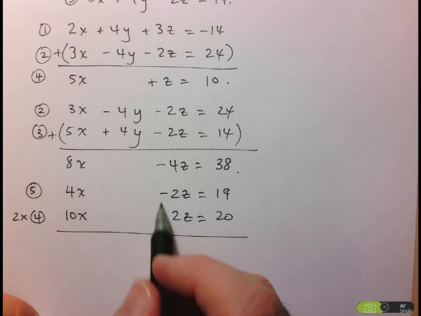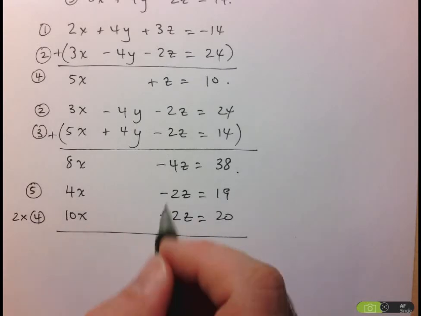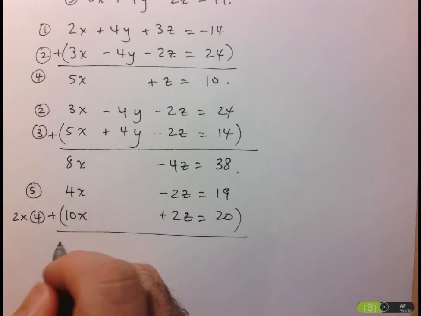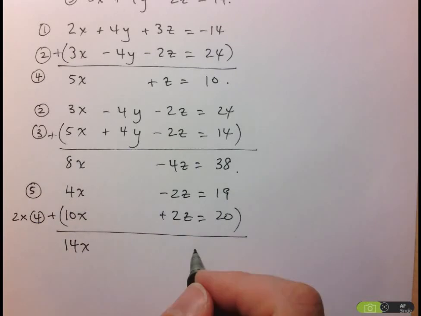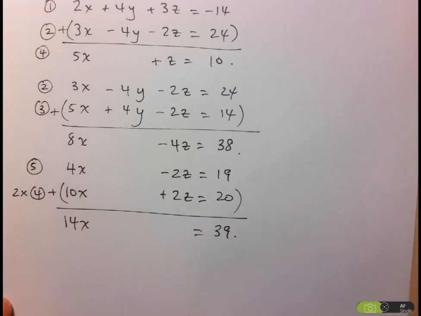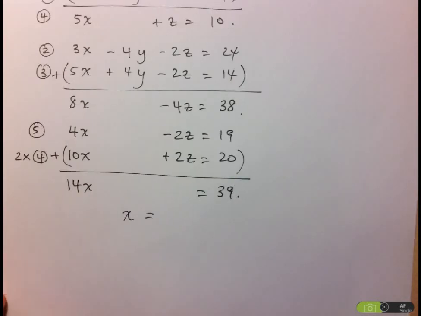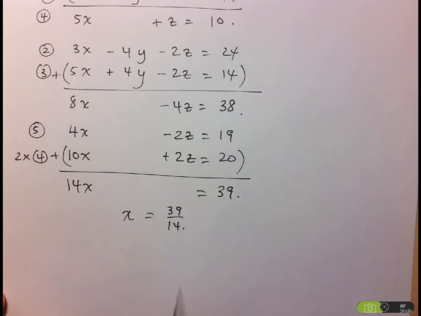Same sign, opposite sign, so I'm going to add the 2 equations. Here we end up with 14x; these cancel out, equals 19 plus 20 is 39. I probably meant this to come out nicely, but it didn't quite turn out that way. So here we've got x is equal to 39 over 14.